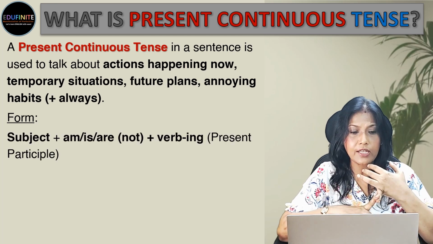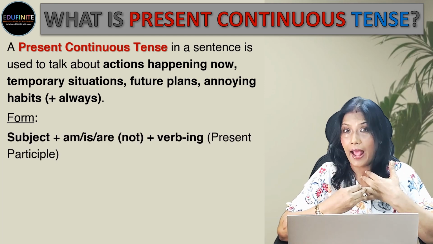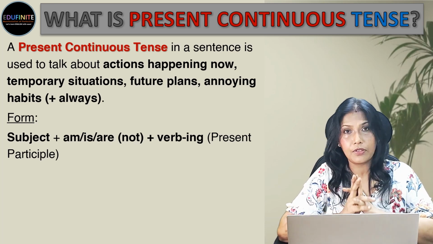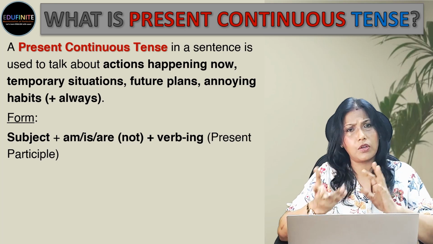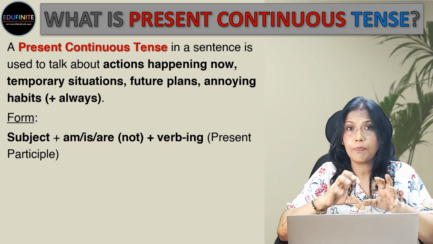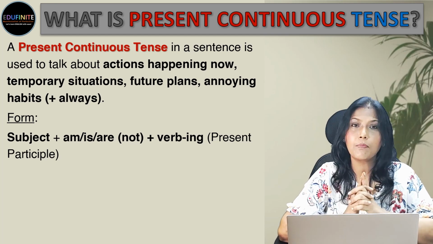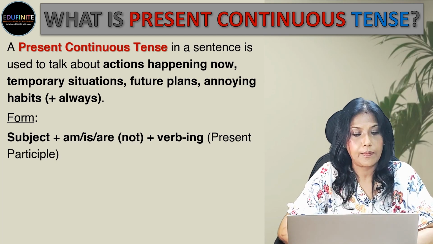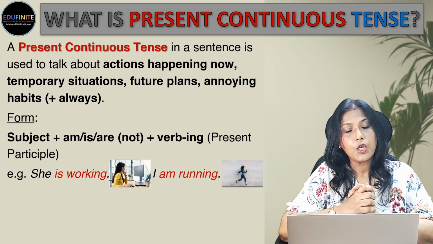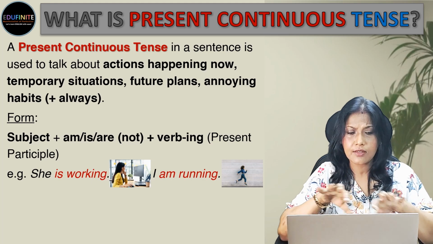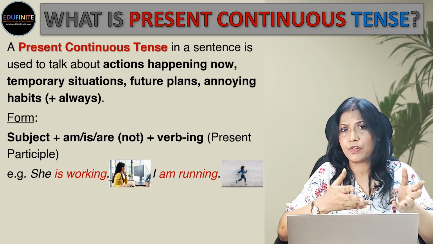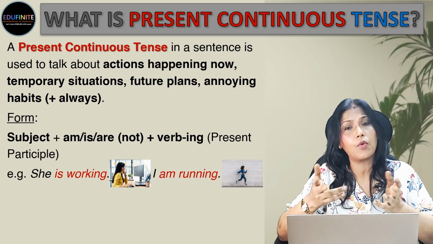So it will be subject plus it will be either am for I, is for singular, and are for the plural form of the nouns or the pronoun, whatever you use as the subject. And then you will have the verb plus ing form of the verb, which is the present participle. Okay, now let's look into the sentences or examples. She is working. So this is the basics. She being the singular, she is working. If it would have been plural, they, then they are working.